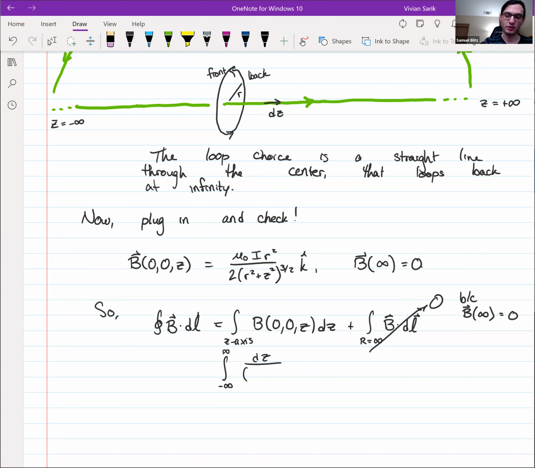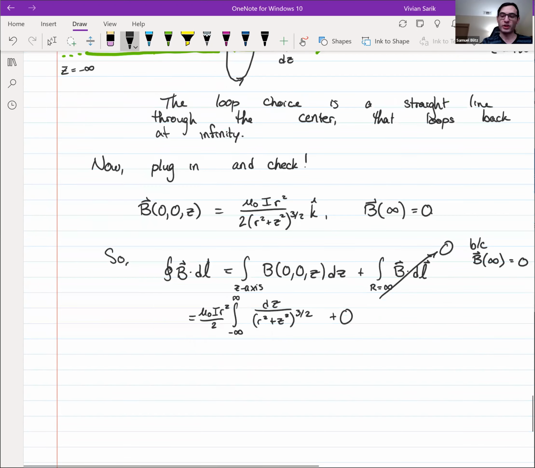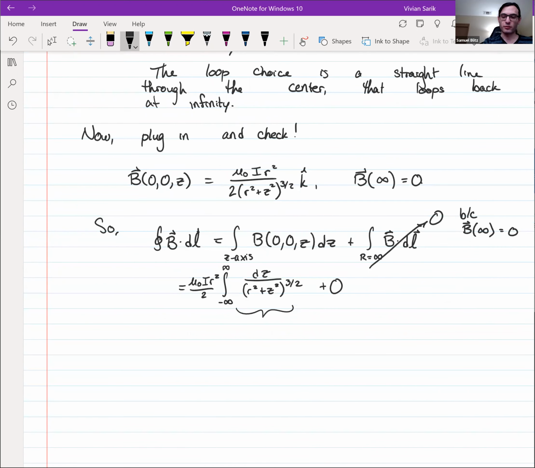I'm going to pull out the constant terms: mu naught I r squared over 2. We have (r squared plus z squared) to the 3/2 in the denominator. And we've done this integral a million times before. This integral is 2 divided by little r squared.